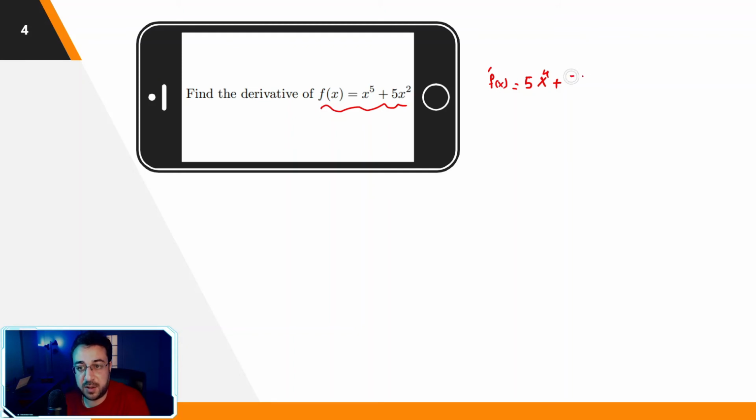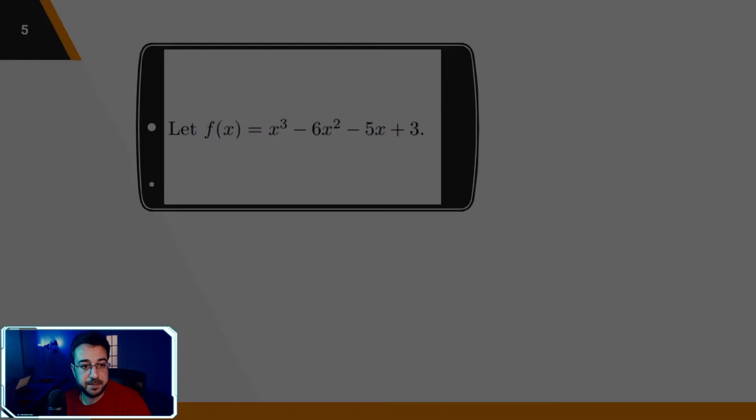Okay, the other part we have 5x squared. Now 5, keep it on the side, it's a constant, multiplied by 2 multiplied by x to the power of 2 minus 1, which is 1. Your final answer would be 5x to the power of 4 plus 10x. Let's move on to the next one.